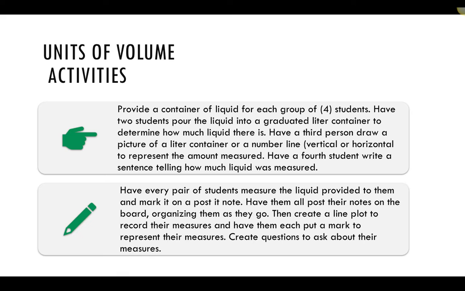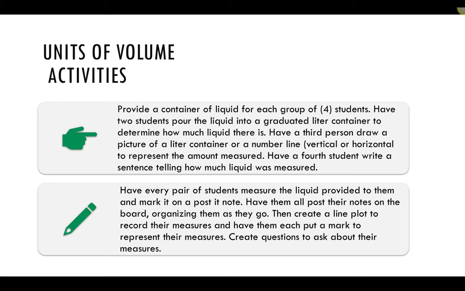And then have a third person draw a picture of the liter container or a number line, vertical or horizontal, to represent the amount measured. I think you want vertical for volume. And then have a 4th student write a sentence telling how much liquid was measured. So you have a picture and a sentence. Probably that sentence will have a number in it. 2 people pouring to make sure we don't make a mess.